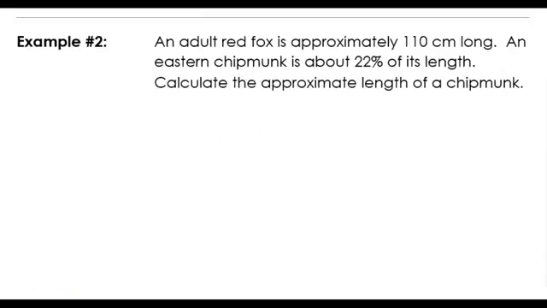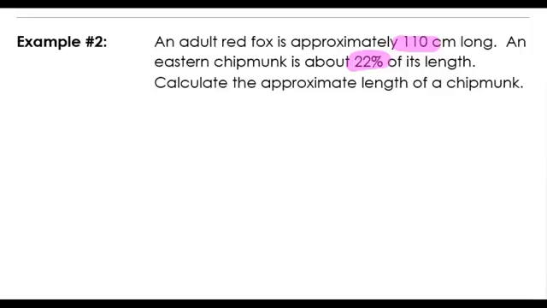Okay, so in this example, an adult red fox is approximately 110 centimeters long. An eastern chipmunk is about 22% of its length. Calculate the approximate length of the chipmunk. All right, so let's draw out some information here. I know that 110 centimeters is the full length of the red fox. And I know that the eastern chipmunk is 22% of that length, right? So I want to know the length of the chipmunk.